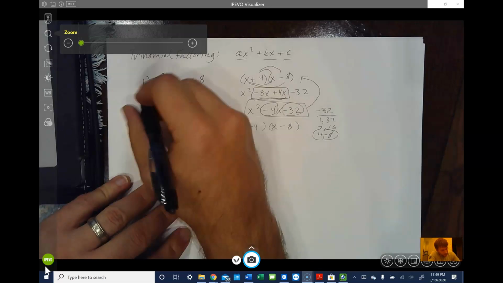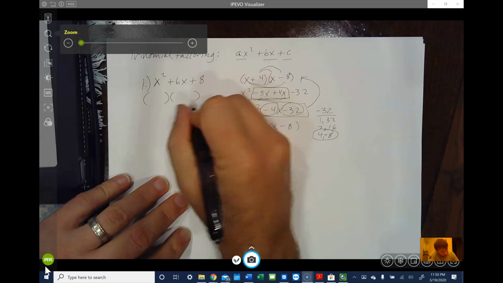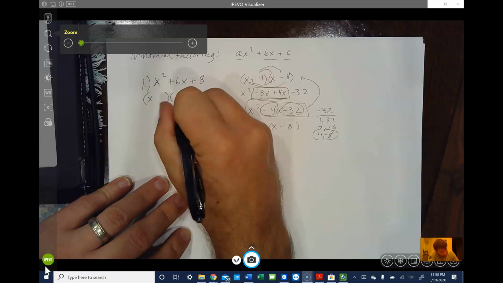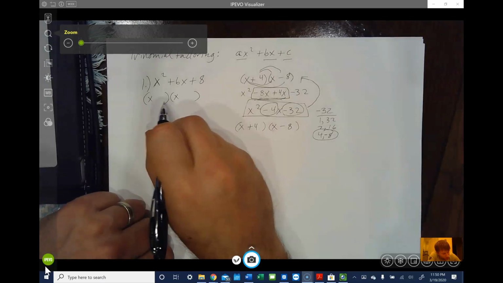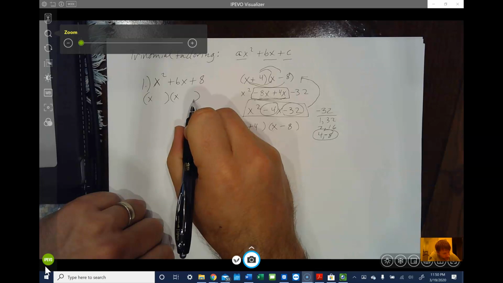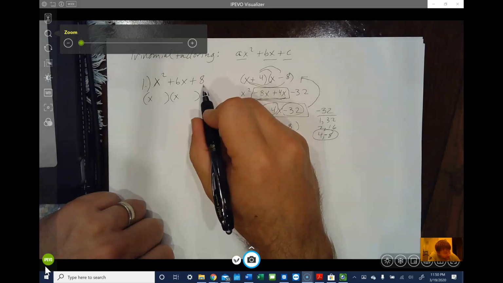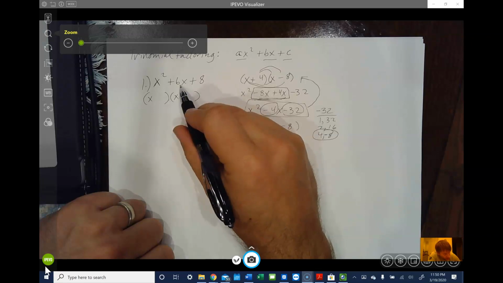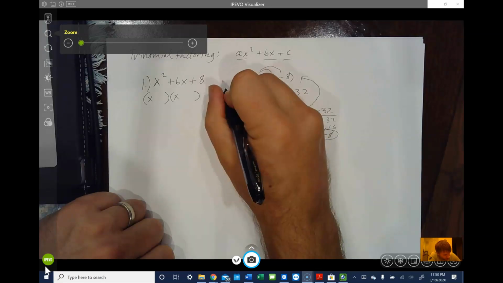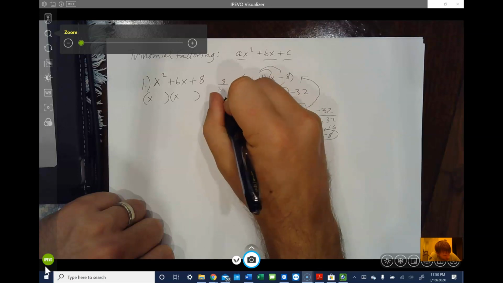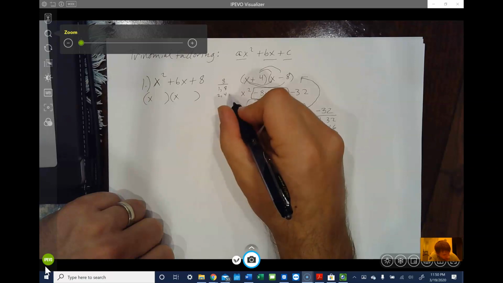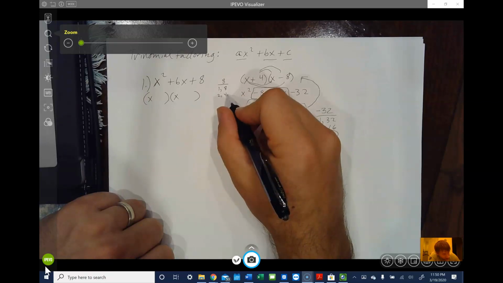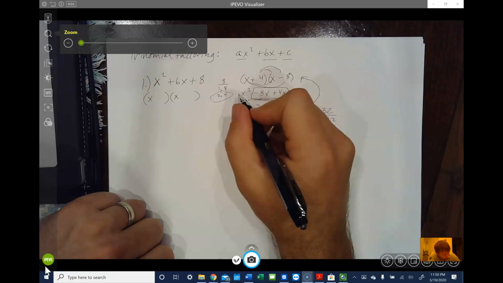This one's a little more simple. We start by writing 2 sets of parentheses, and we know it's going to be an x and an x because that has to multiply to get x squared. Then we ask, what 2 numbers multiply to get 8 and also add to get 6? Well, what are the factors of 8? 1 and 8, 2 and 4, and that's it. Which of these will not only multiply to get 8, but also add to get 6? The 2 and the 4.